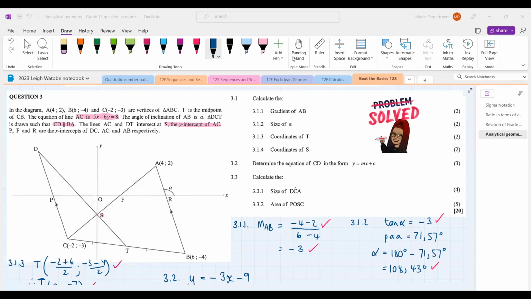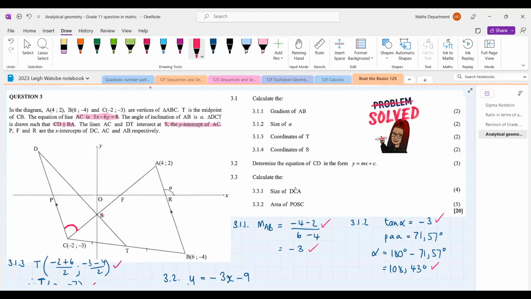Wow. Pinga, you are flying. Okay, so Pinga's already got an answer for 3.3.1. Okay, Pinga, let's see. Yes, Cohen, Nicole. Okay, Pinga, you can start thinking about 3.3.2 while the rest of us have a look at the next question. Okay, the size of DCA. So DCA, that is this angle over here.